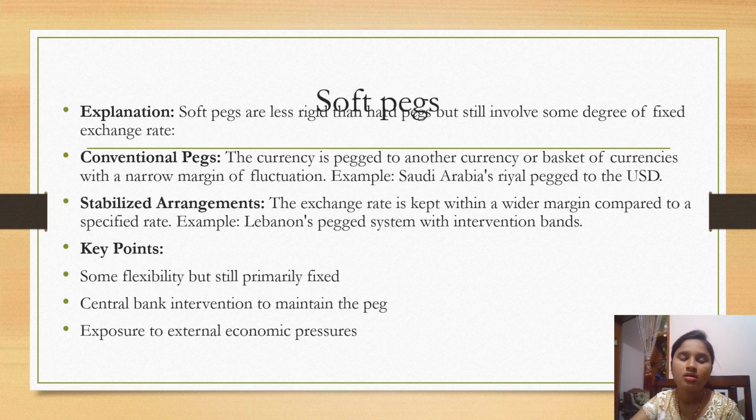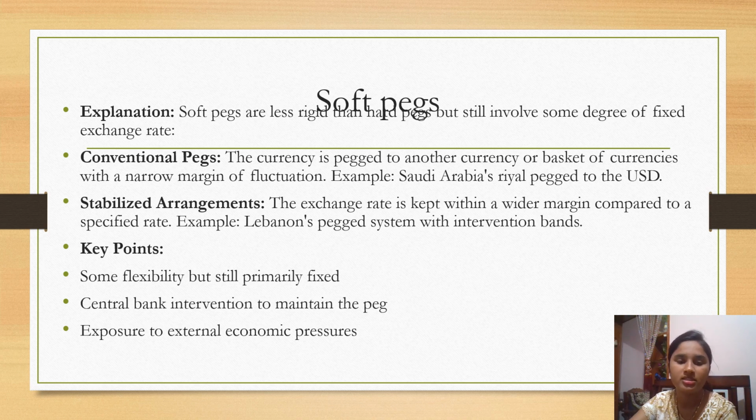Soft pegs. Explanation: soft pegs are less rigid than hard pegs but still involve some degree of fixed exchange rate. Conventional pegs: the currency is pegged to another currency or basket of currencies with a narrow margin of fluctuation. Example, Saudi Arabian riyal pegged to the USD.